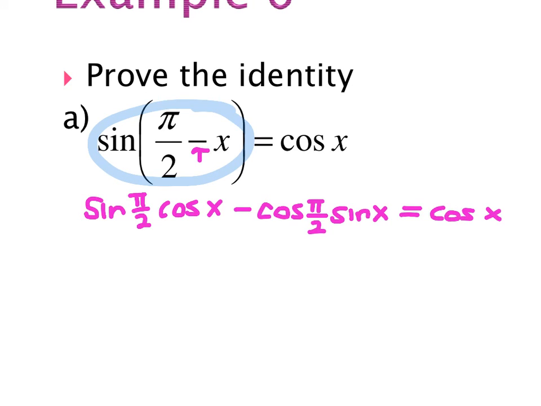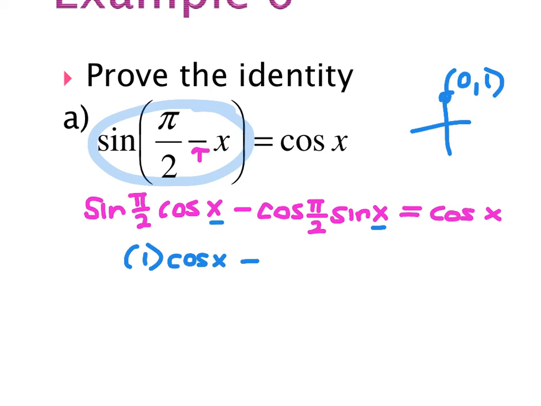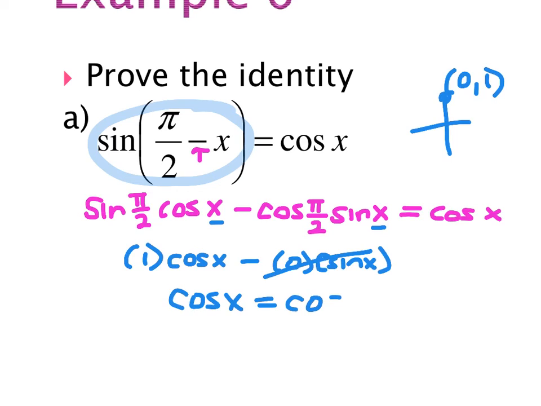So while we can't figure out what the cosine or the sine of x is, we do know that pi over 2 is at the top, which is 0, 1. The sine there would be 1. And the cosine there would be 0. So 1 times cosine x is cosine x. And 0 times sine x cancels out your sine x. And I end up with cosine of x equals cosine of x.